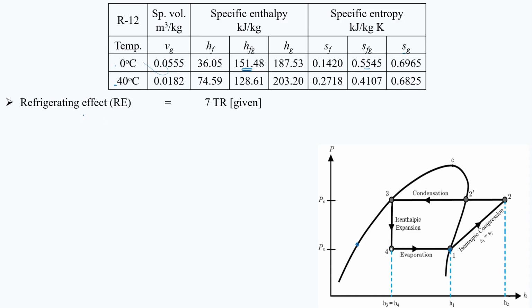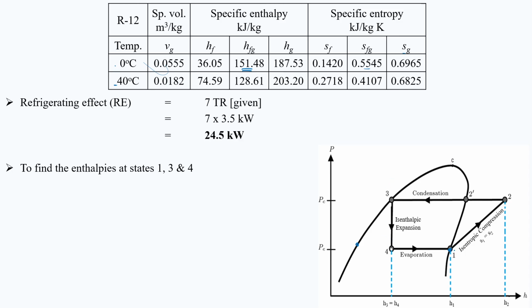Then in our given question, we have the refrigerating effect as 7 tons of refrigeration, which will first be converted into kilowatts by multiplying with 3.5, which gives 24.5 kilowatts. That is, the heat absorbed from the evaporator by the refrigerant is equivalent to 24.5 kilowatts. Then next, for finding the COP and all, we must find the enthalpies at points 1, 2, 3 and 4.